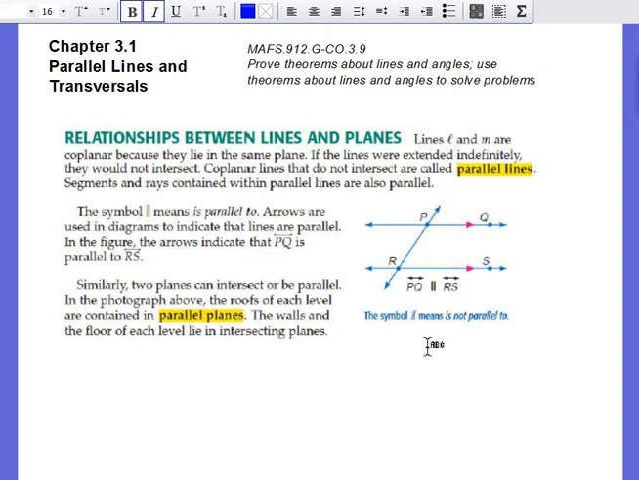So make sure you understand that the symbol of parallel lines is basically the double bars or the vertical bars, and that those little arrows mean that those lines are parallel. Very important. Alright, let's move on to the next slide.